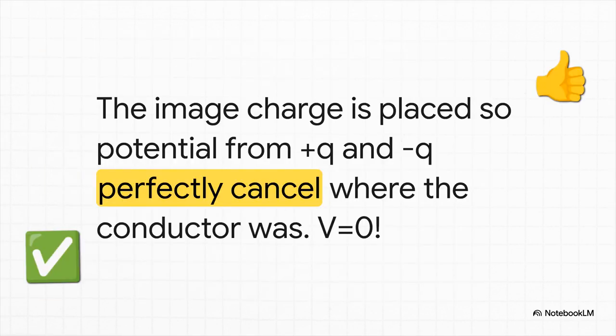And here is the magic. In our new fake setup with the two charges, if you look at that line right in the middle, exactly where the surface of the real plate used to be, something amazing happens. The positive potential from our real charge and the negative potential from our fake image charge, they perfectly cancel each other out. The total potential there is zero. Bingo! Our new, simple problem perfectly obeys the most important rule of the old, complicated one.